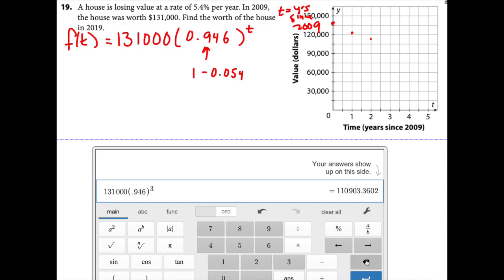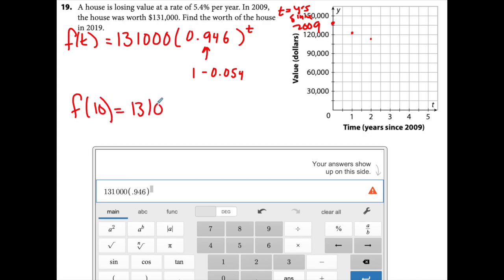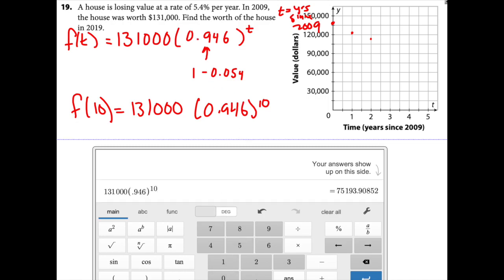What's going to happen after 10 years? For 2019, we want f of 10. So f of 10 equals 131,000 times 0.946 to the power of 10. And what we get, as you can see here, is approximately 75,193.91. I'm going to round to 2 decimal places because it's money, and money typically rounds to 2 decimal places.